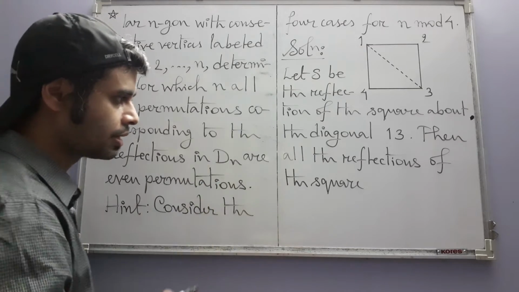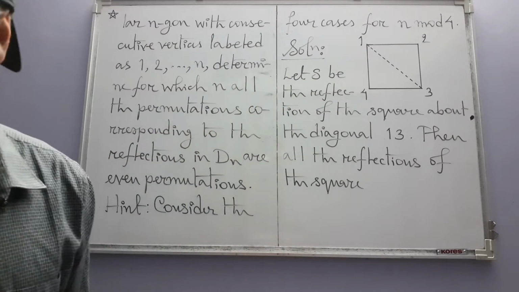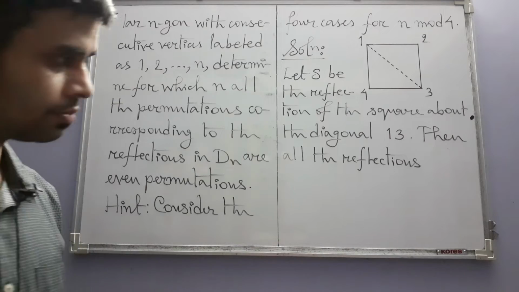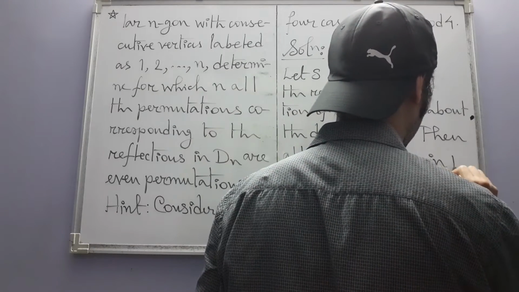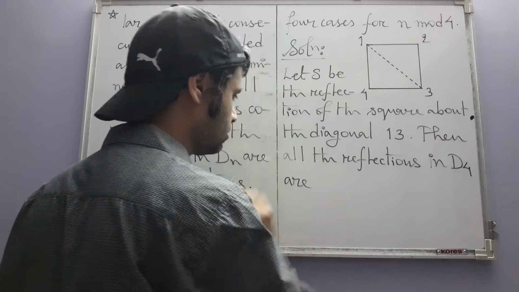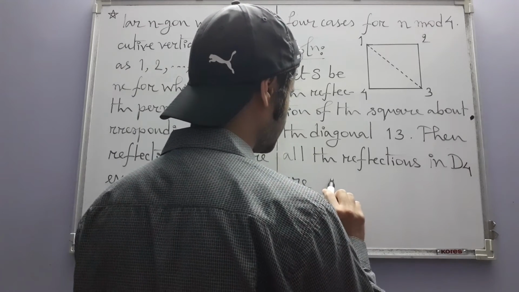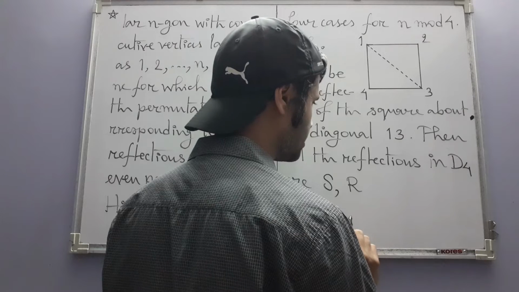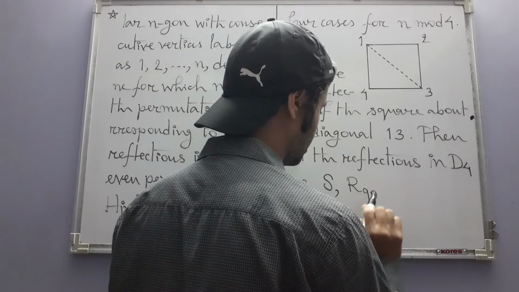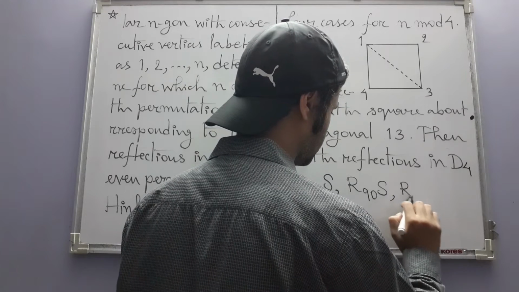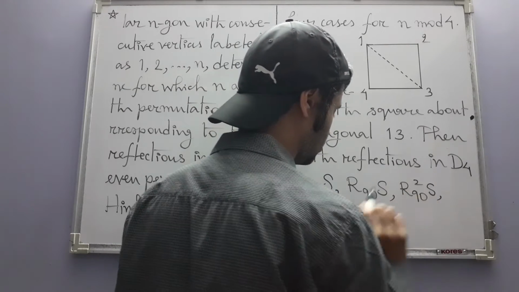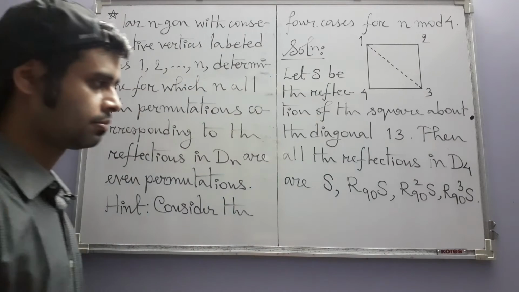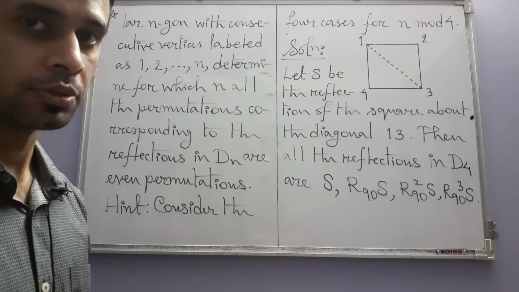Fine. So then all the reflections of the square, in D4 we can write them like this. One of them, of course, is just simply S. Another one is this, 360 divided by 4, that means R90 S. And this is how all the reflections look in D4.